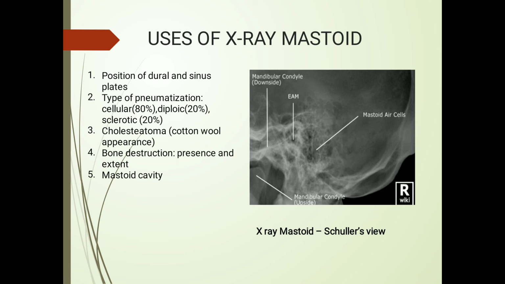Uses of X-ray mastoid: position of dural and sinus plates can be known. Type of pneumatization: cellular 80%, diploic 20%, sclerotic 20%. Cholesteatoma appears as cotton wool. Bone destruction: presence and extent. Mastoid cavity.